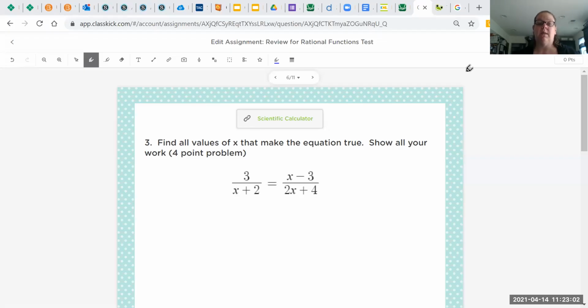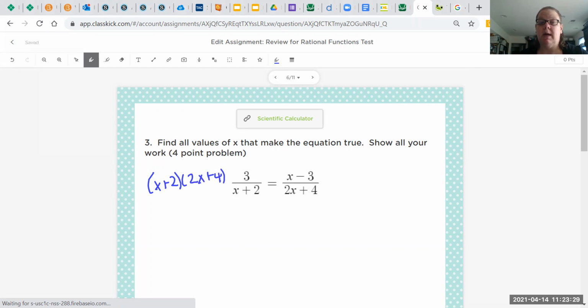Example 3. So this one says to find all the values of x that make the equation true. So we have x's in the denominators, which means these are rational equations. In order to do that, the first step is always to multiply both sides by both denominators. So I have x plus 2 over here and 2x plus 4. So I'm going to multiply both sides by both denominators.